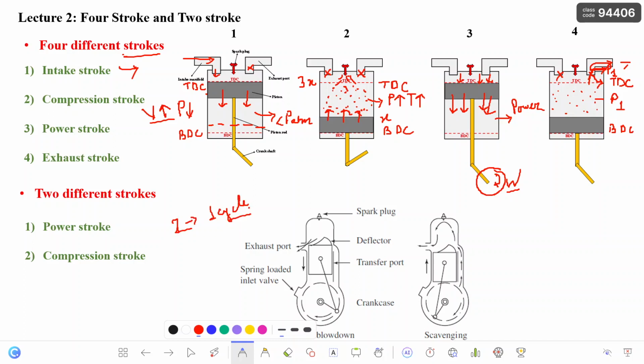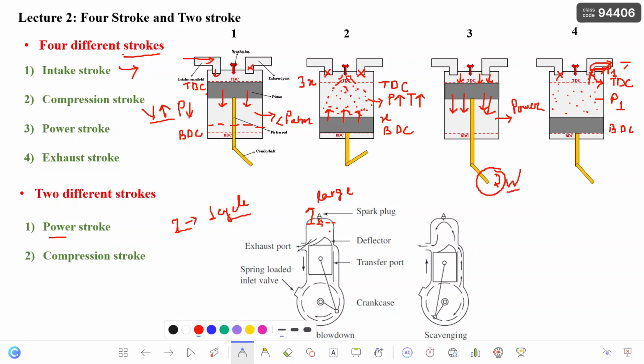Okay, so how it is done, I will show you here. Let us say it will start with the power stroke. Now what is the power stroke that I have already said: the ignition has already taken place and the piston is here. So there will be a large amount of energy released, and this power is enough to push the piston downwards.